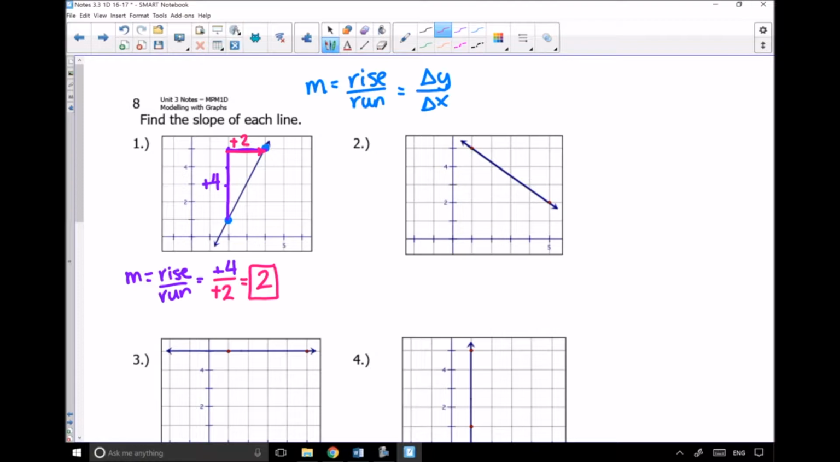Now looking at my graph, I should see, does my answer seem to make sense? Does it have a positive slope? Well, when I look at it from left to right, it looks like it's going up. So it definitely looks like it has a positive slope. Okay? Now that's not the only way that you can do it.